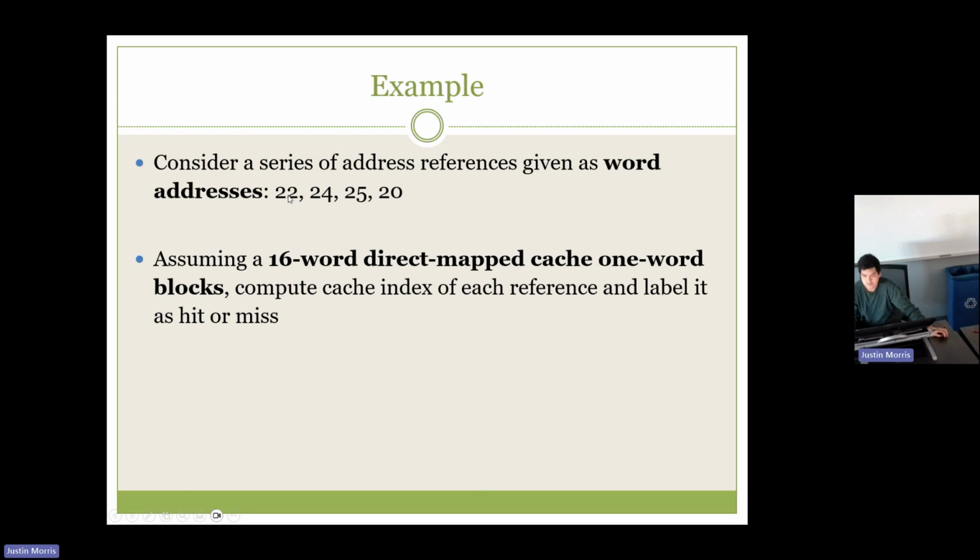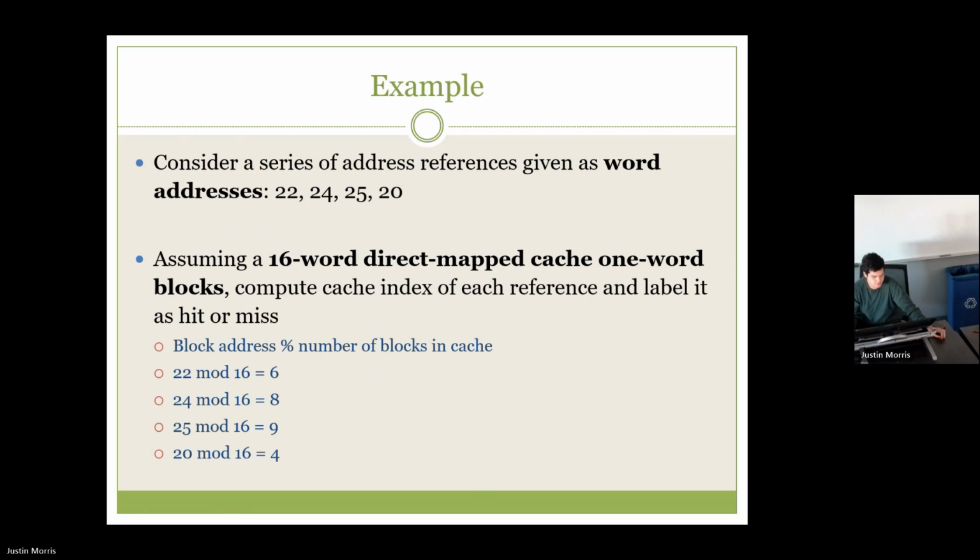So this was a miss, right? Then 24. 24 mod 16 is 8. So again, it's empty, right? Initially there's nothing there, so this is again a miss. 25 gives index 9, and this is again a miss. And then 20 gives index 4, and again a miss, right? Indexes 6, 8, 9, 4, right?